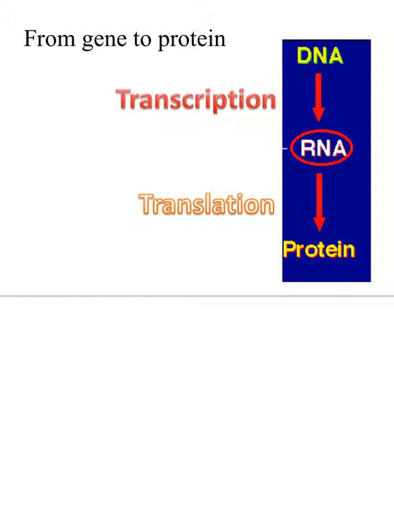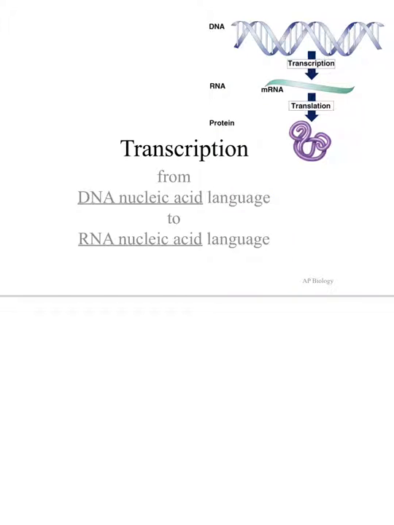As an overview of what we're doing, we're basically taking DNA, or the gene on DNA, and making the protein for it. So we start with DNA, we do transcription, and the result of that is an mRNA. Then we do translation, and after translation we will end up with our protein. Another way to look at it is looking at the language. Transcription is basically taking DNA nucleic acid language and turning it into RNA nucleic acid language.